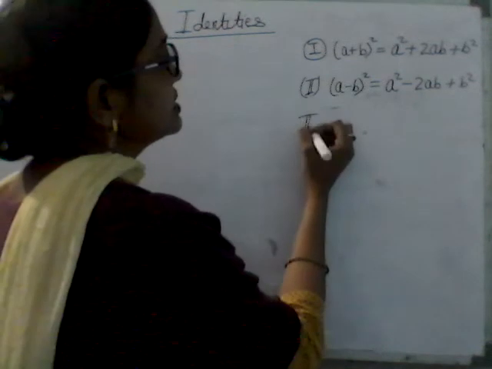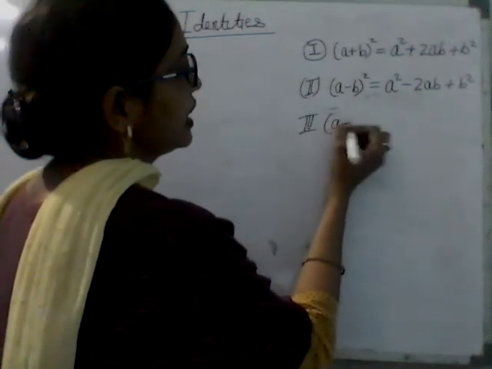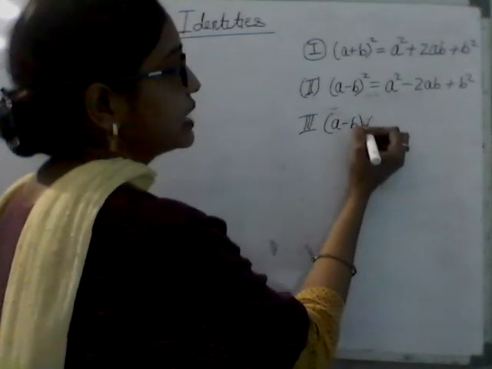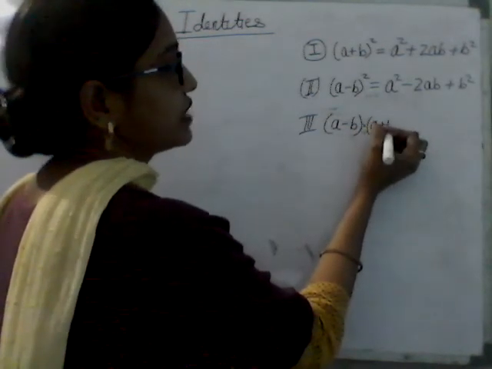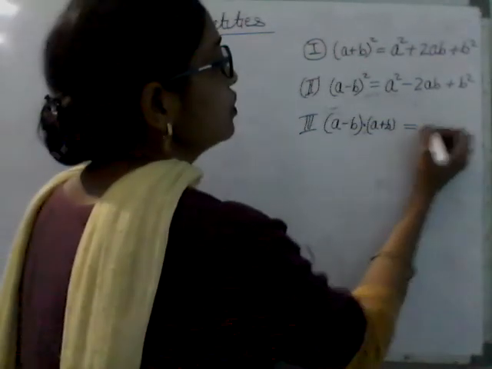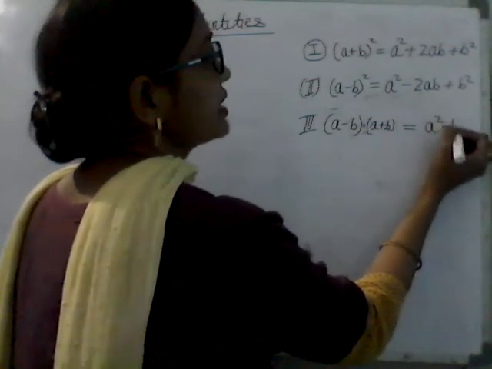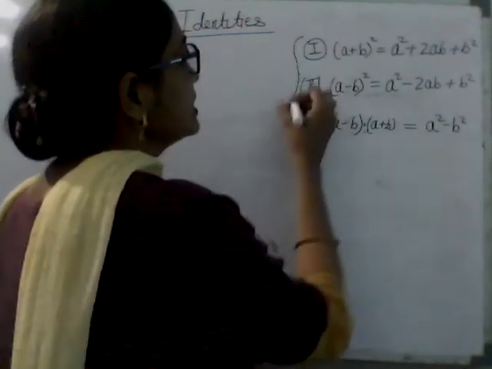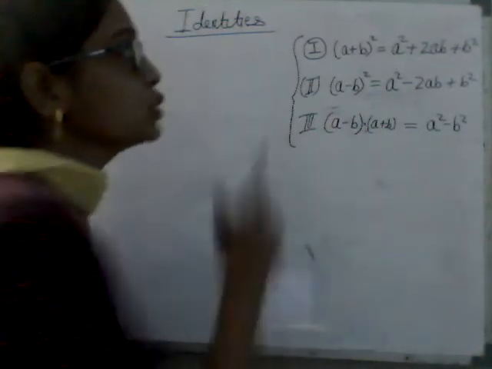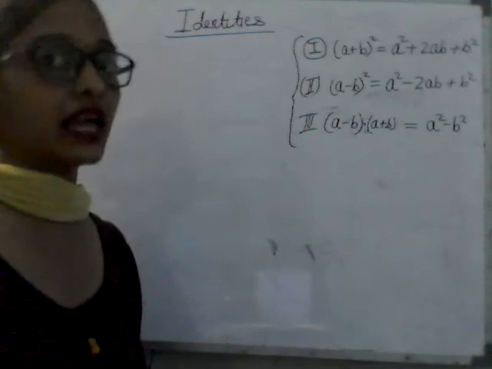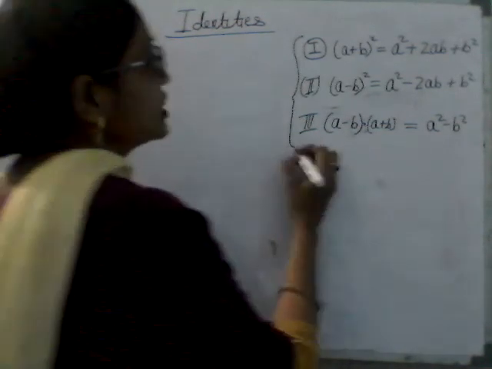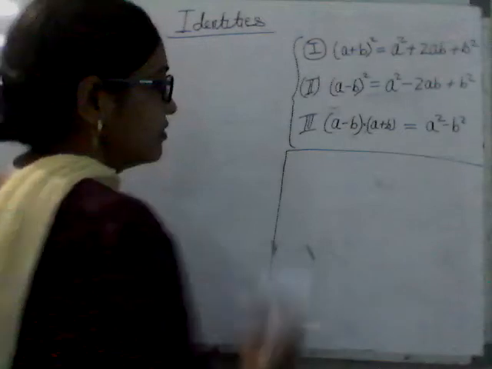The third identity is (a minus b) within a bracket, multiplied by (a plus b), also within a bracket, equals a square minus b square. These are the three algebraic identities. By using these identities, we can solve examples and exercises. Now take one example.